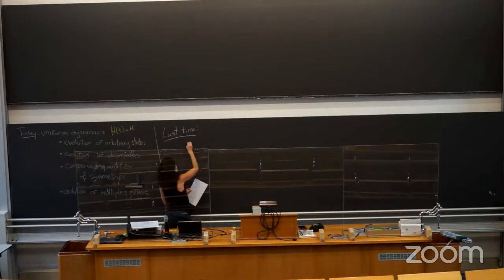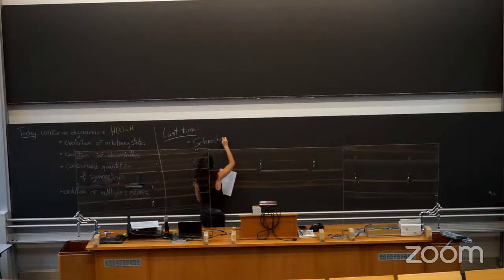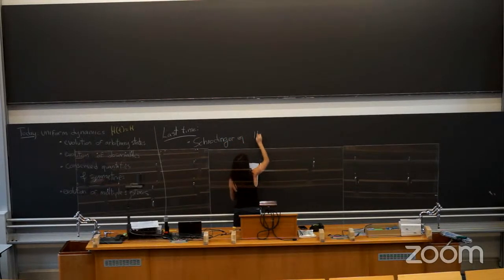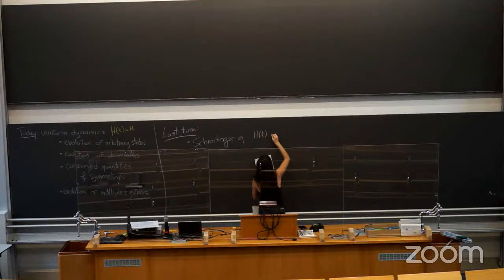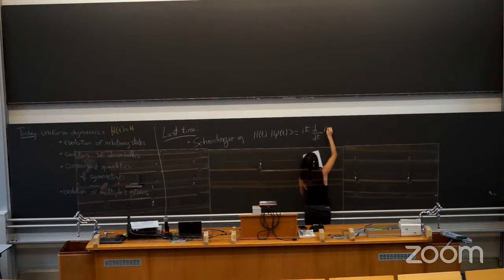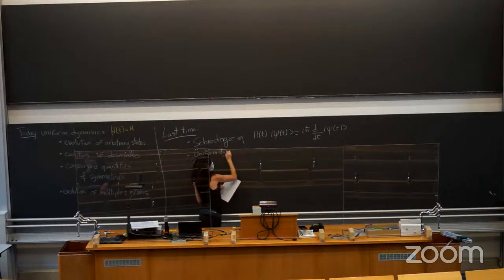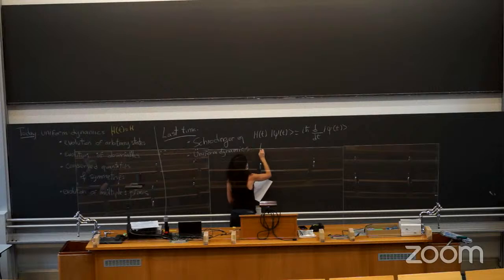So last time, again, we recap, there was Schrodinger's equation. And this is the general case: if you want to see how the state evolves in time, its derivative depends on the Hamiltonian times some constant. And then we looked at this uniform dynamics, which was the case when H of t doesn't change. And everything we'll do will be in this case now.